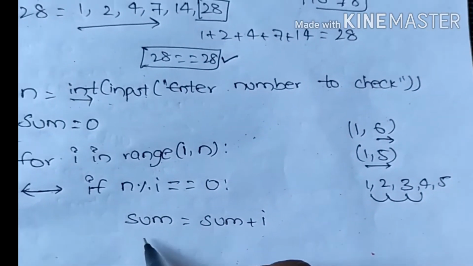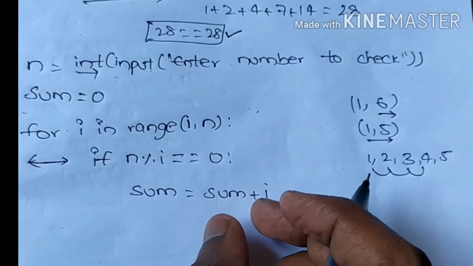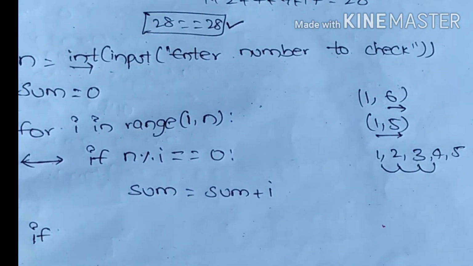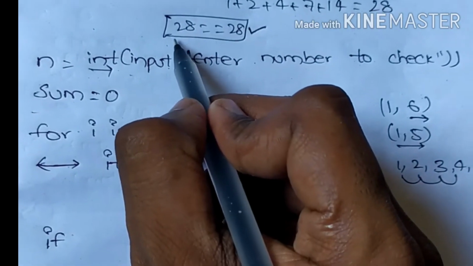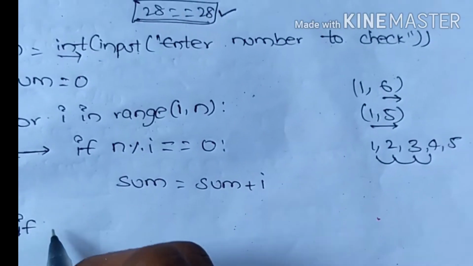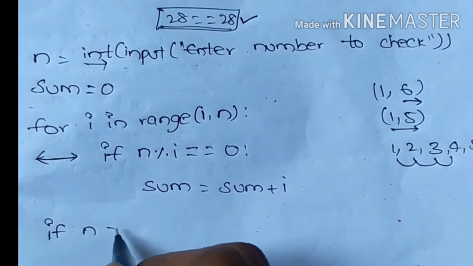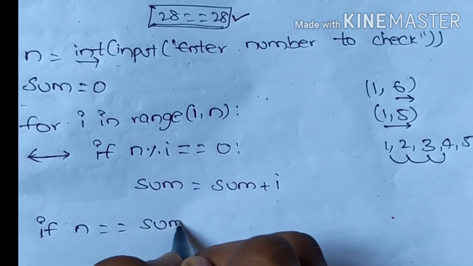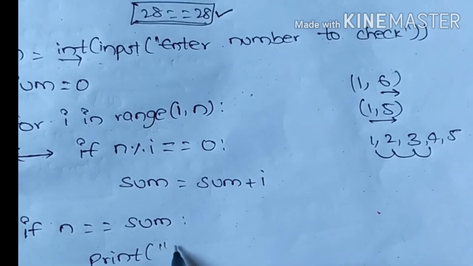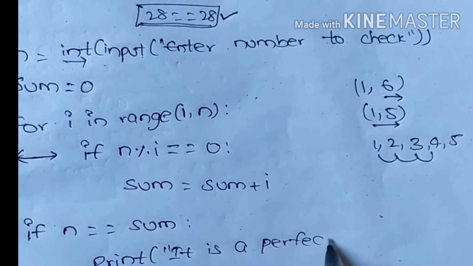By giving this condition, we will store all the factors in the sum, and then we will write another if condition because we have to compare, right? With the given number, the sum of the numbers will be compared. So we have to write one comparison condition, that is if n equal to sum, then print it is a perfect number.